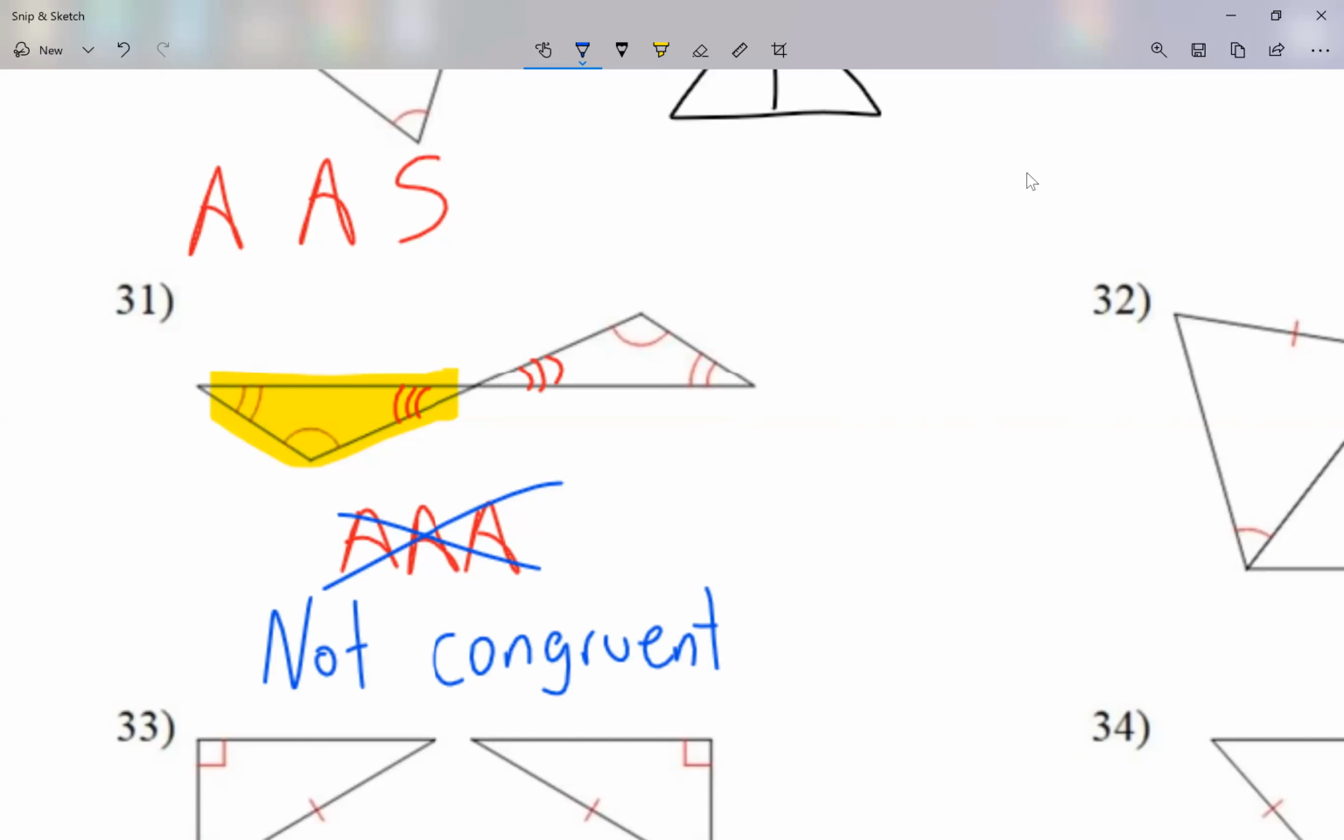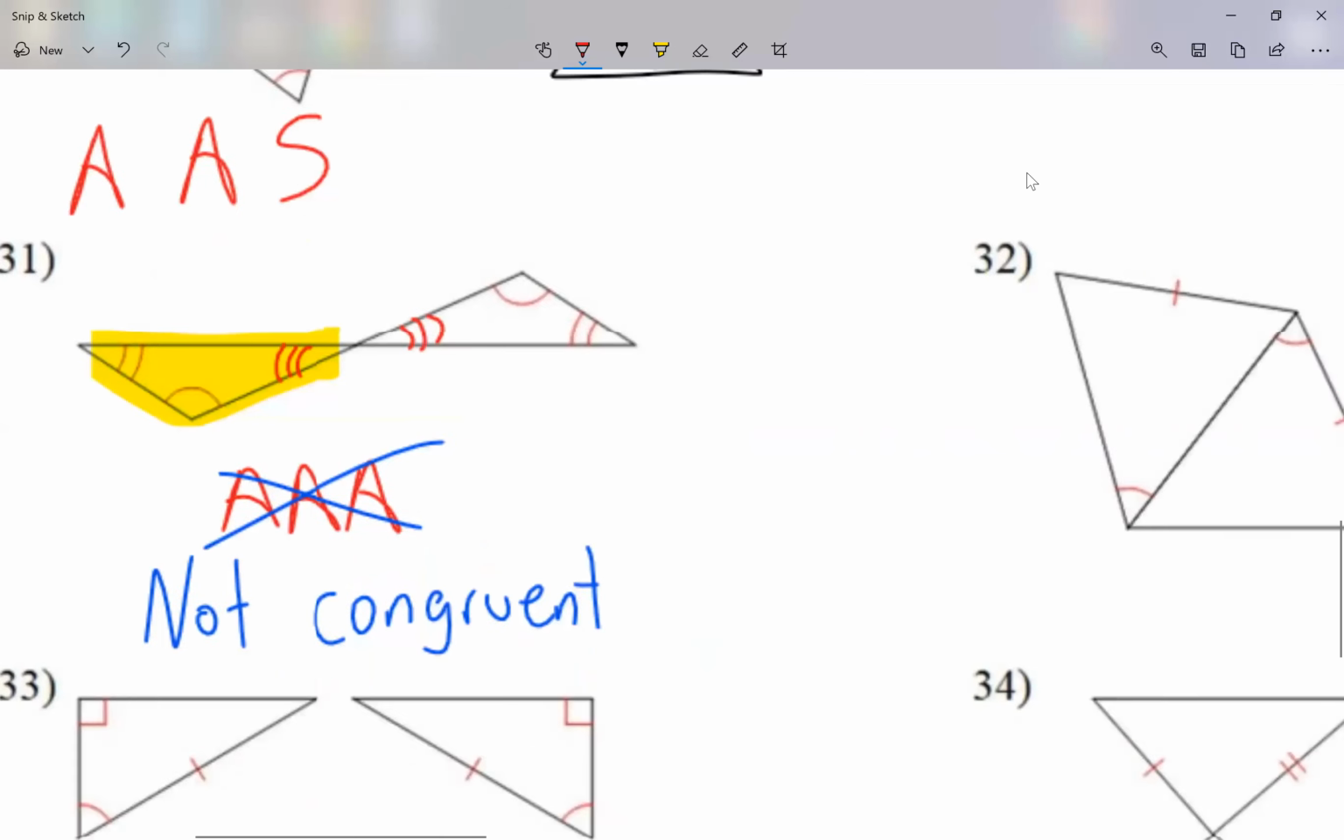Angle, angle, angle is a rule that helps in similarity. We're going to see similarity later. So this rule, I want to bring it back later. It works for similarity, but not congruency. Congruency means same shape, same size. So nope, not congruent.